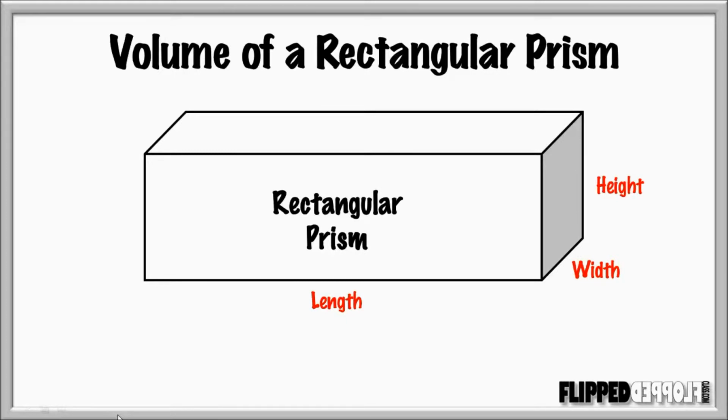Now we all know this is math and not reading, so we can't solve words. So we're gonna have to replace these words with some numbers. Now let's pretend we actually measured this rectangular prism, and these are the dimensions we came up with. The length is 10 feet, the width is 4 feet, and the height is 5 feet. Now that we have the dimensions of our rectangular prism, we're ready to go ahead and find the volume.